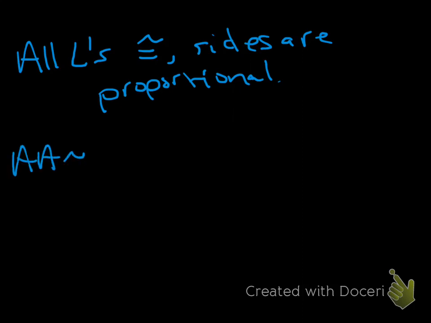Both angles are congruent. The other one is side, angle, side similarity, which means that two sides are proportional and they have one angle that is congruent. And the other one is side, side, side similarity. So that just means that all three sides of both triangles are proportional to each other. Okay? So just remember angle, angle, side, angle, side, and side, side, side.